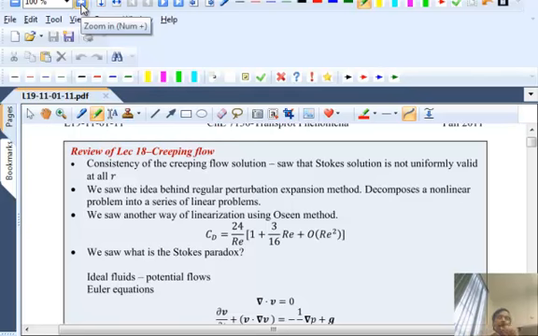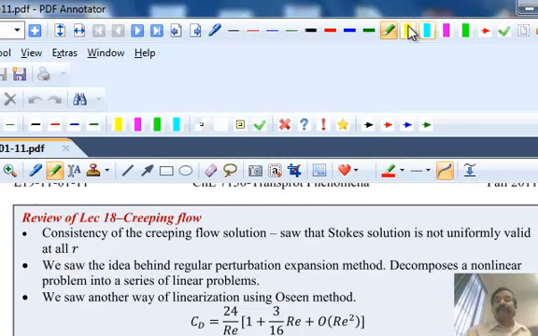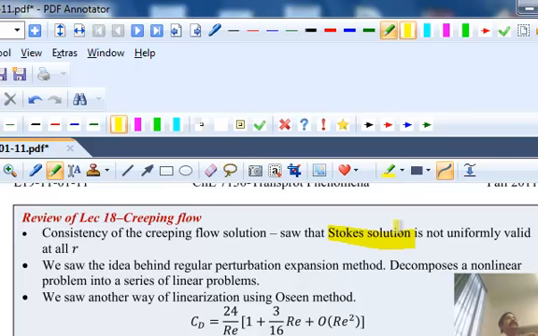Okay. We're going to continue with the potential flow today. But let me just briefly review what we saw in the last class. That is, we showed that the Stokes solution is not uniformly valid, and you should understand what that concept means, that it's not valid over the entire domain. Okay? It's a better approximation near the sphere than far away from the sphere.